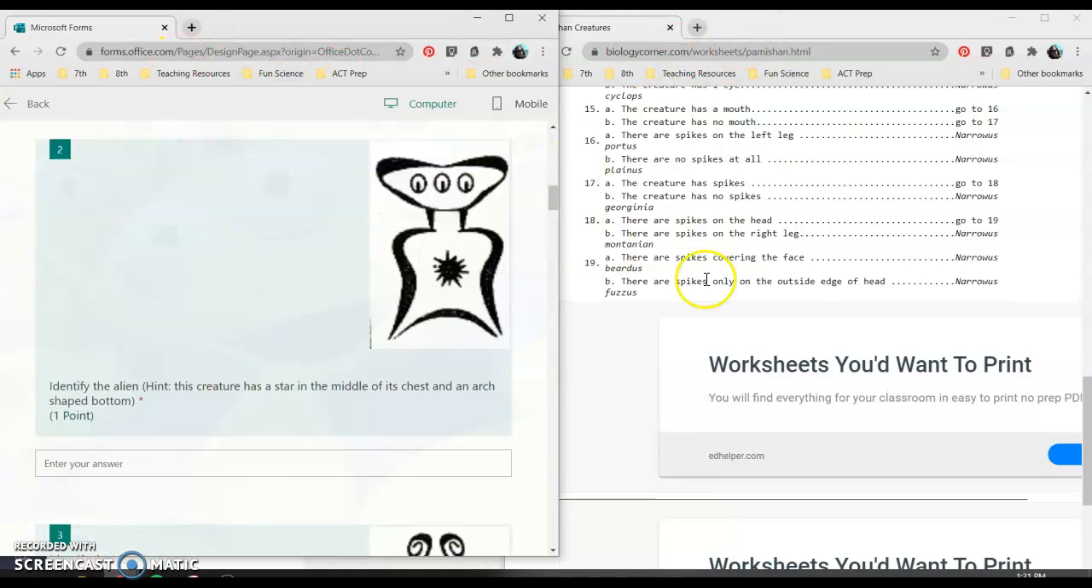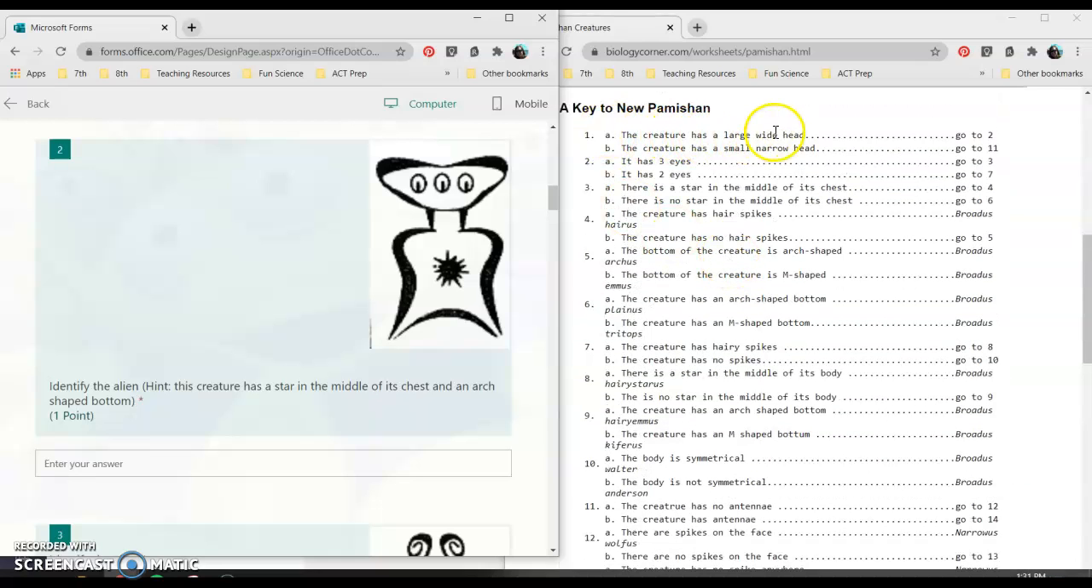All right, so again, you start at question 1. The creature has a large wide head, or the creature has a small narrow head. This guy has a large wide head. So go to question 2. It has 3 eyes or it has 2 eyes. This guy has 3. So we're going to go to question 3. There is a star in the middle of its chest, or there is no star. This is a star. And that's supposedly his chest, but these are also its legs. It's kind of confusing. So he has a star in the middle of his chest. Go to question 4. 4 says the creature has hair spikes, or the creature has no hair spikes. This guy has no hair spikes. So we're going to go to 5.